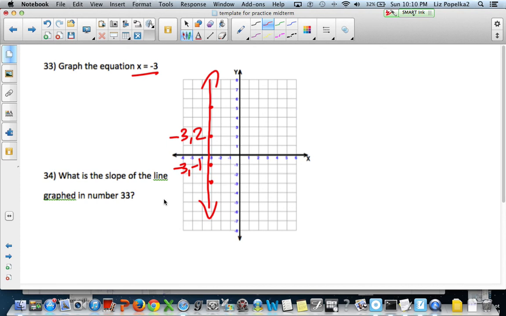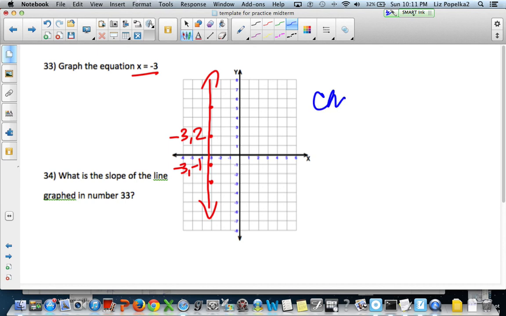So if it's an equation where x equals anything, you're going to find that value for x, and it's going to be a line that goes straight up and down through that value along the x coordinate. What is the slope of the line? Remember, we talked about a couple of special instances, and this is one of them. When it's a straight up and down line, we have to find the slope.